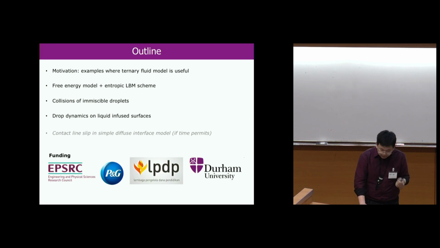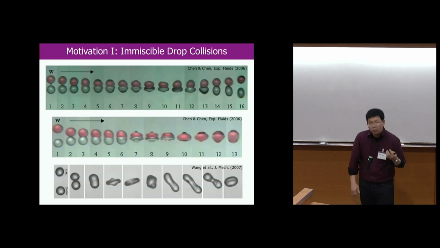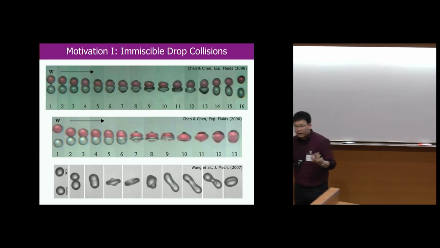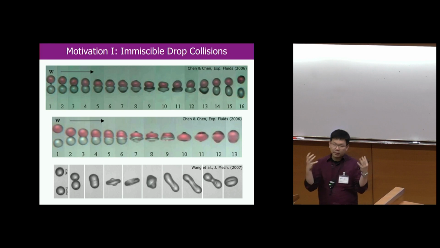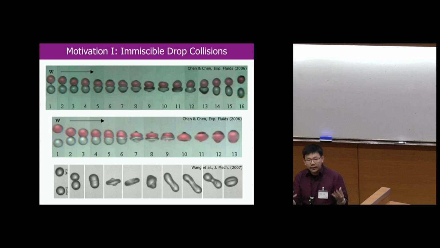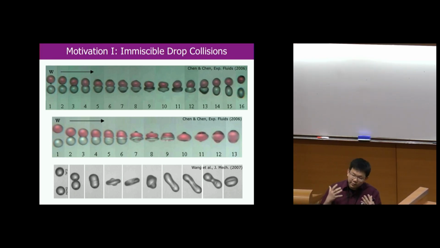Okay, so motivations, examples. So the first one I'll tell you is the problem where you have drop collisions. So lots of people have studied drop collisions, but typically this is between 2 droplets of the same kind, right? So we want to do something a bit different. So we're looking at 2 droplets. They are both immiscible. So you can think about water and oil or different types of oil. And then if you look at that example, it turns out that the behavior is extremely rich.